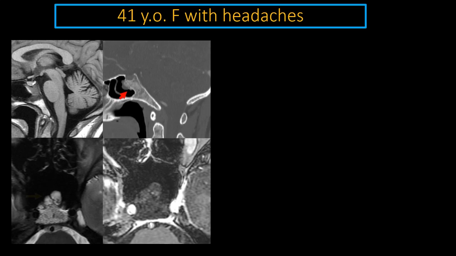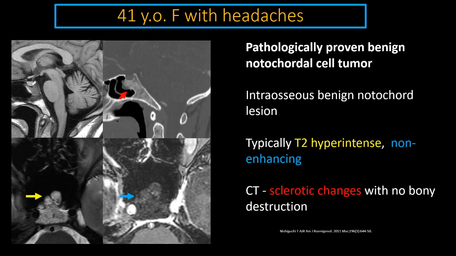And so this is a nice example of surgically proven benign notochord cell tumor. These tend to be intraosseous, T2 hyperintense, and non-enhancing, but have sclerotic bony changes without destruction, as we see in this example. These are relatively uncommon lesions.